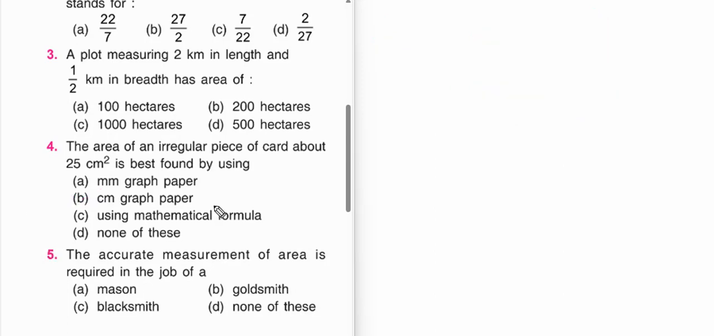Now the last objective question 5: the accurate measurement of area is required in the job of a goldsmith. They do the business of gold, which is very expensive, so accurate measurement is very important in the business of a goldsmith. So I hope the concept is clear. The answer of question number 5 is B, goldsmith.